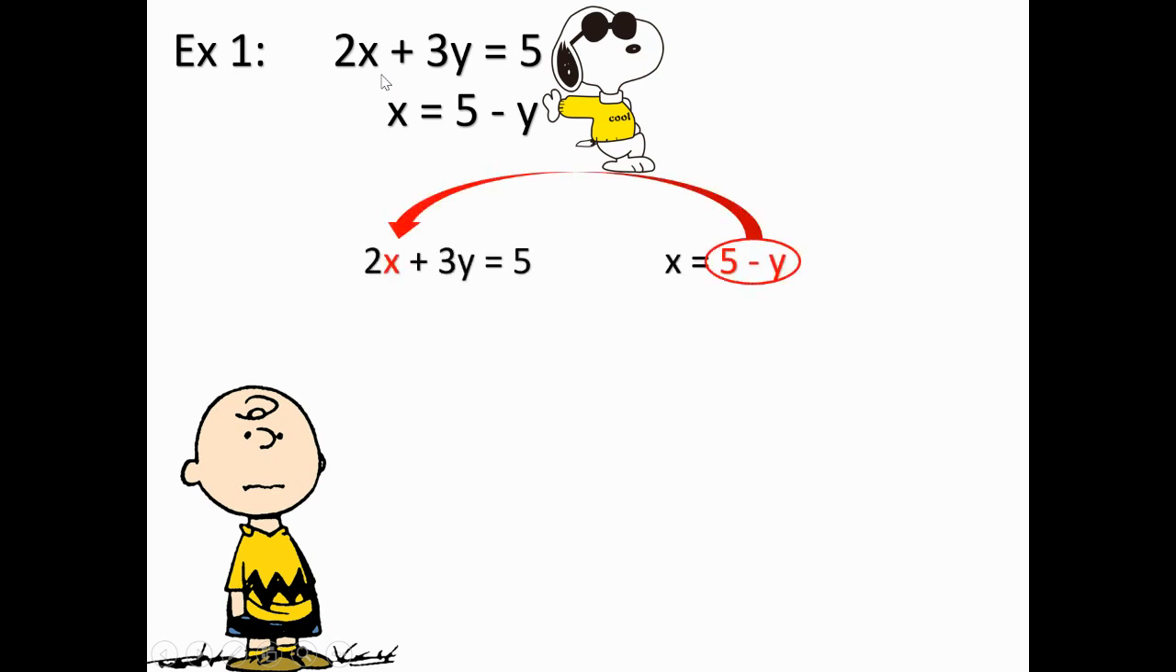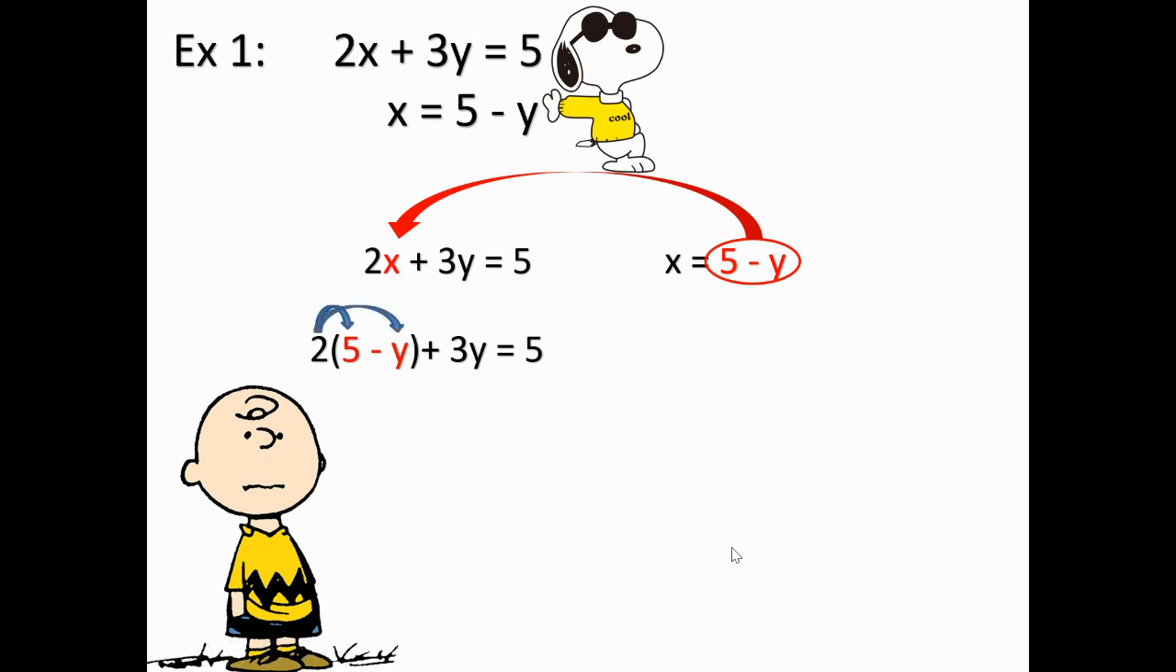And so I'm going to take the 5 minus y. I'm going to substitute it in. And it looks like this now. Instead of 2 times x, it's 2 times 5 minus y. You now notice we don't have any x's in this equation, and we can solve it down for y. So step 2, solve it down.